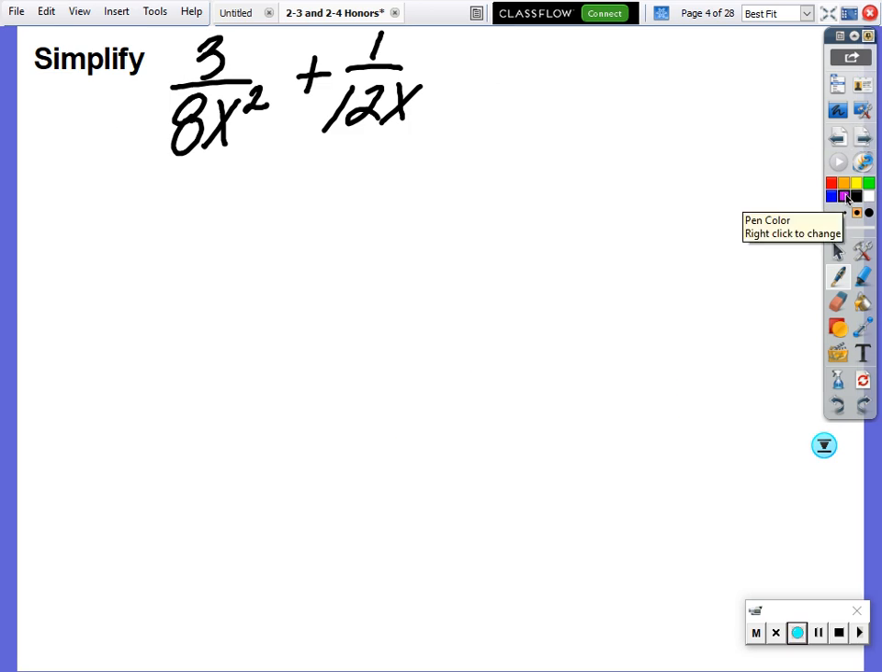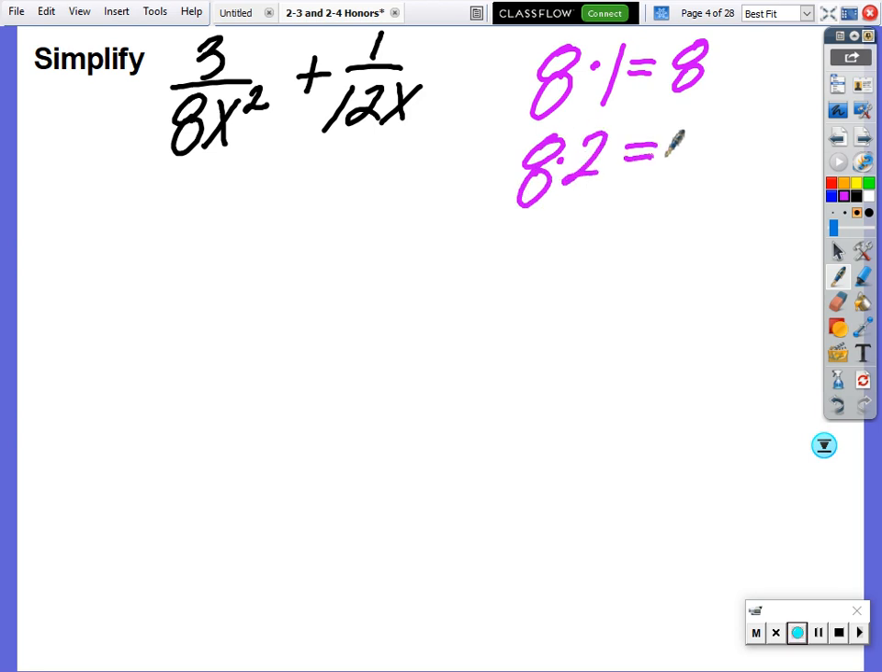Okay, so it says simplify. You'd say when adding, I first need to factor denominators. When there's one term, there's no factoring. Okay, awesome. Next thing is get a common denominator. So I always start with the lowest number, like 8, and I do 8 times 1 equals 8. Can I make 12 and 8? No. 8 times 2 is 16.